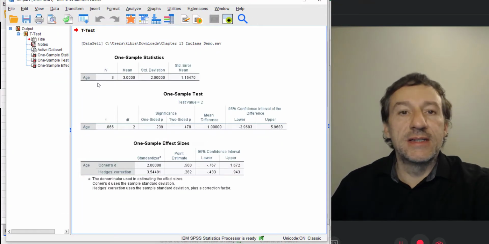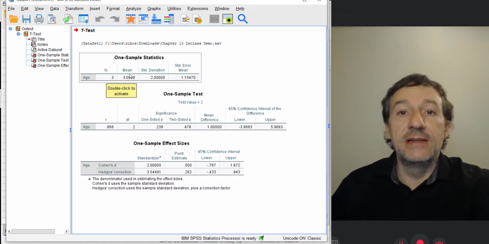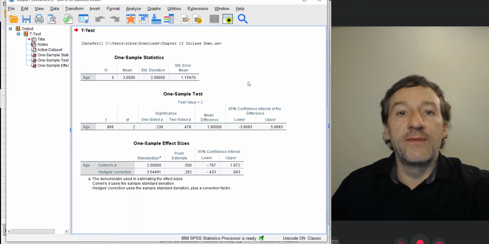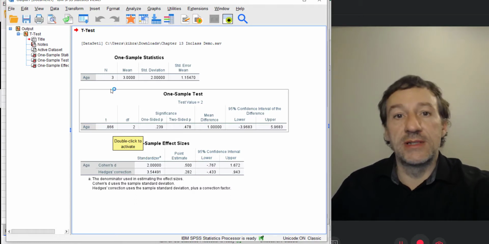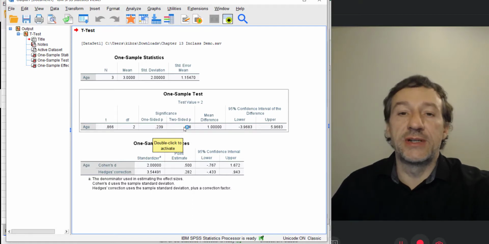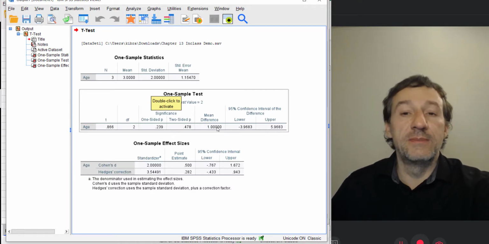Okay, so our statistics here, we have an N of 3, obviously. The mean was 3, so it's not 2. Is that going to be a significant difference? We'll have to wait and see. Standard deviation was 2, and the standard error of the mean, SEM, was 1.15-ish. Our t-statistic is 0.866. The degrees of freedom for this one is going to be n-1, so 3 minus 1 is 2. We'll see that the p-value is much higher than 0.05, so this is not going to be a significant difference. The test value is a 2. The mean minus that test value is 1, so there's a mean difference of 1.